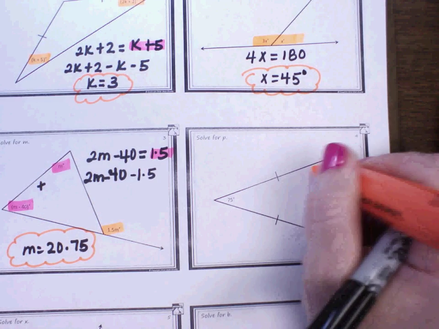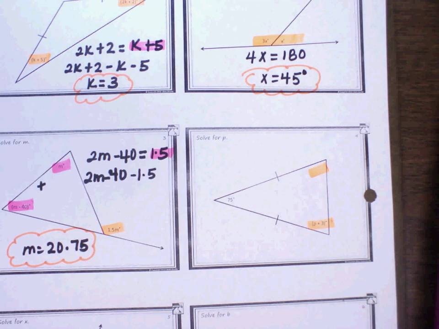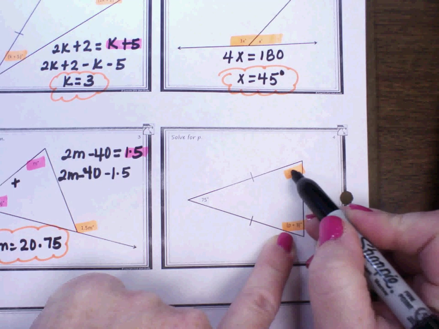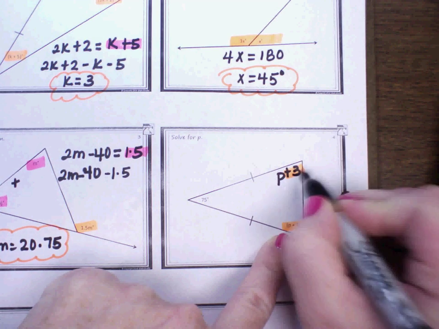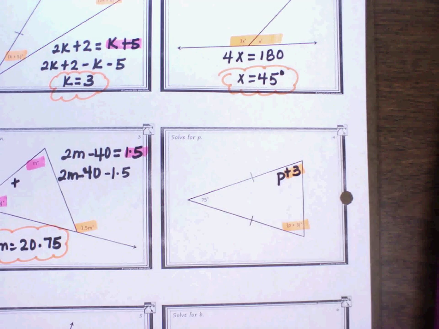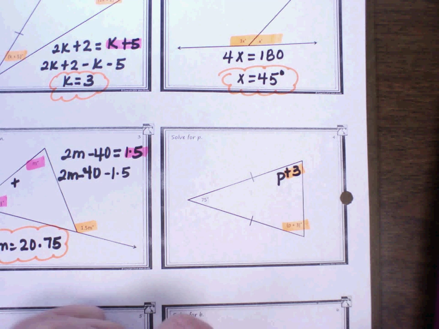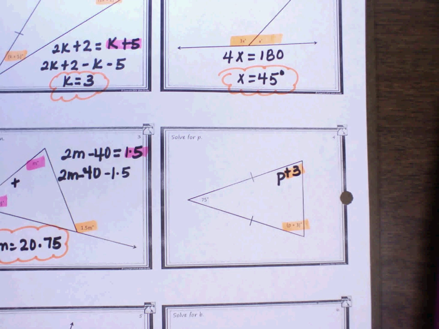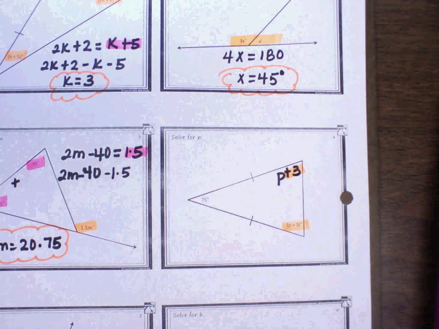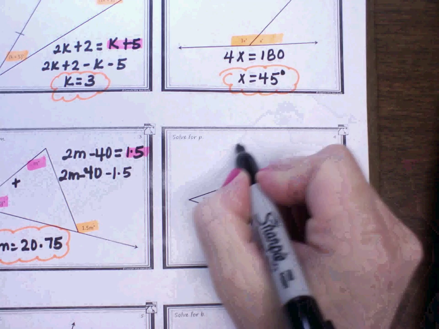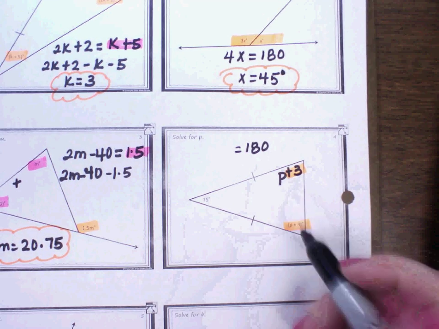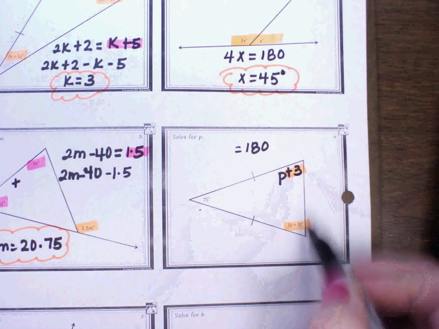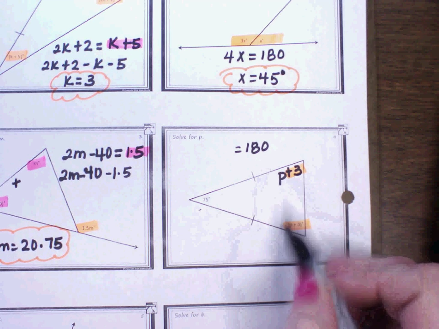All right, so what did I tell you about those two lines? That means that these two angles at the bottom of those lines are the same. So if this is p plus 3, what is this one? p plus 3. Very good. How many degrees are inside a triangle? We talked about that last week. Which means this equation needs to be equal to 180.